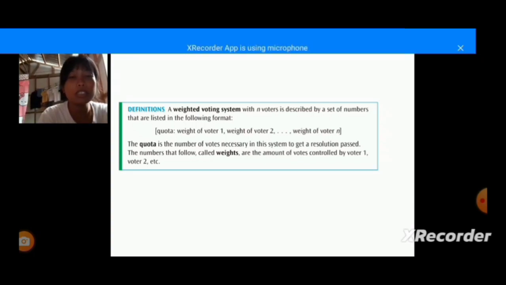So the question is, what does this voting system look like? So the quota here is 59. So weight 1 is 35%, weight 2 is 20%, weight 3 is 31, and weight 4 is 14. So if we combine the 35 and 20, the total must be 55.